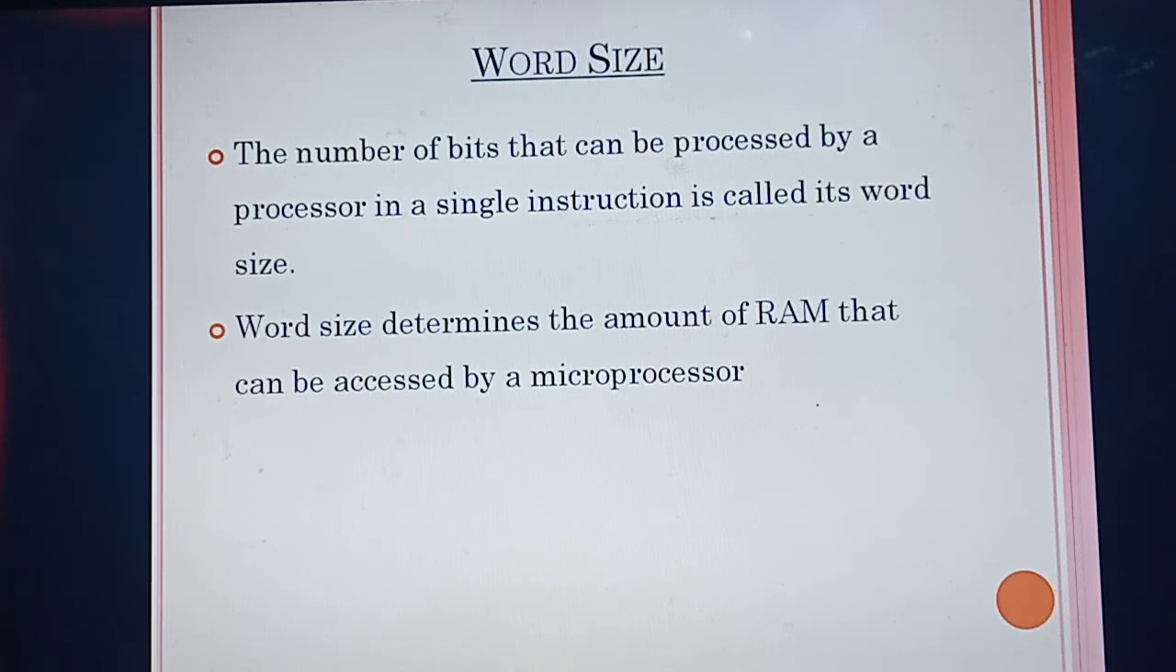So what are the things you have studied in these characteristics of the microprocessor? 3 things. What are they? Clock speed, then instruction set, then word size. 3 important headings, very important questions. Again I am telling you, expected questions. So don't waste time, students. All the 3 headings you need to note down in your notebook and study.